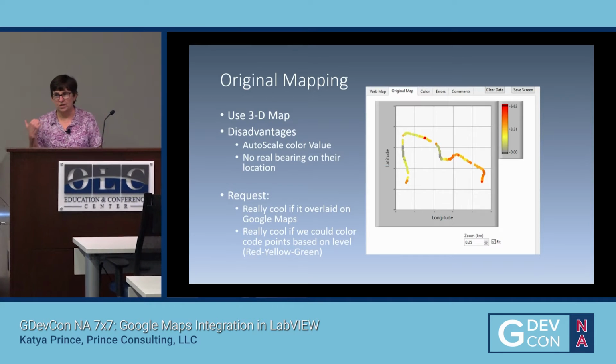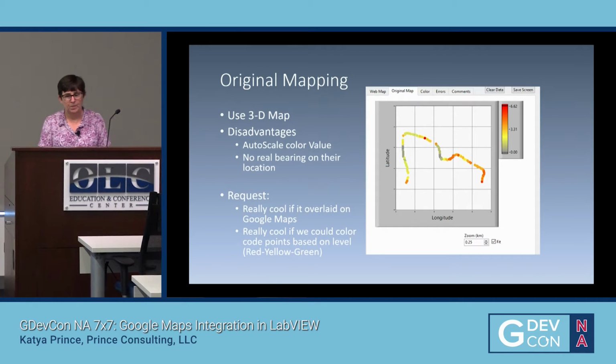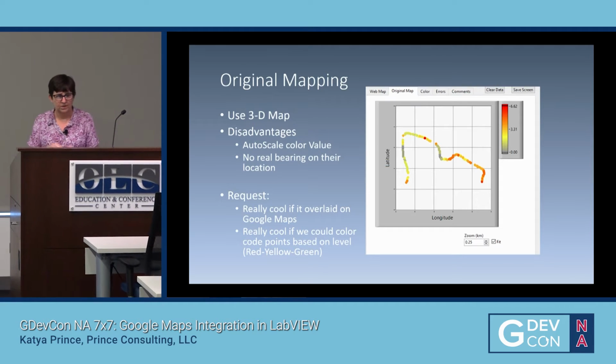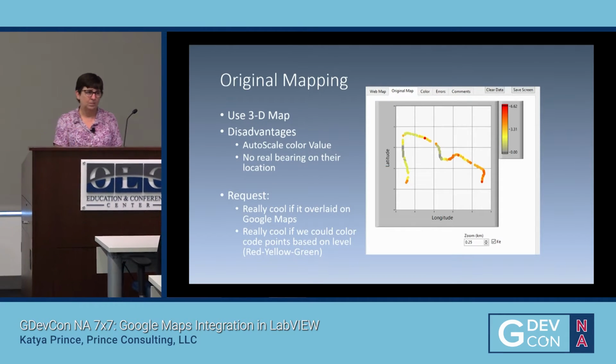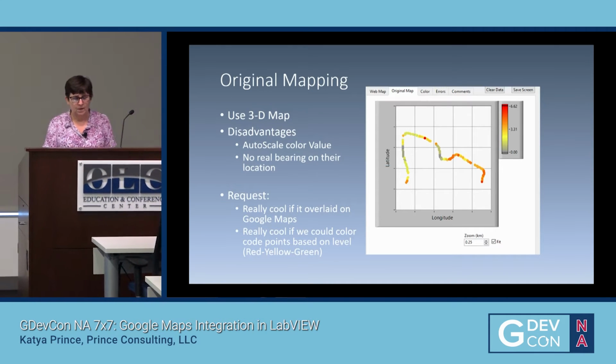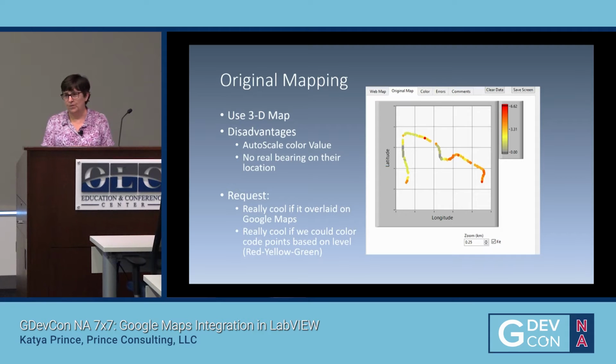This is what they had originally. They were using a 3D map to basically plot where they were driving and the concentrations of the different gases, and it had some disadvantages. Basically, the auto scale of the values wasn't really telling them anything, and there was no real way to see where you were.